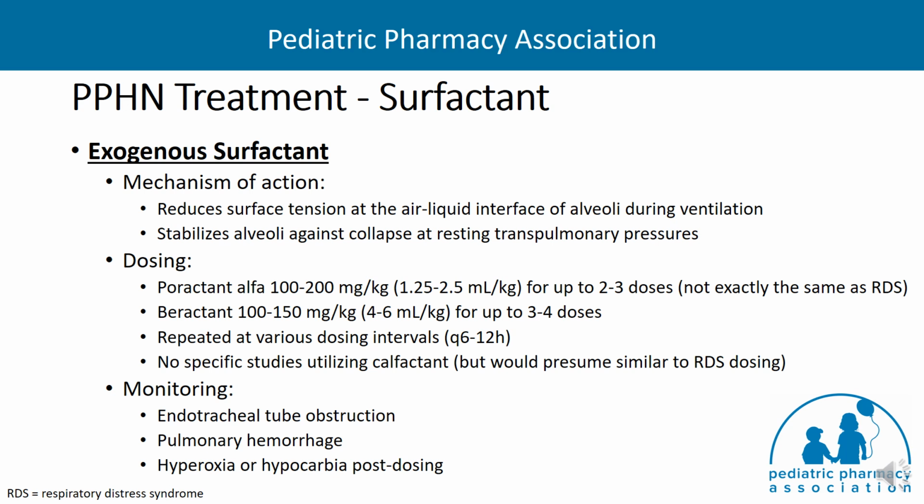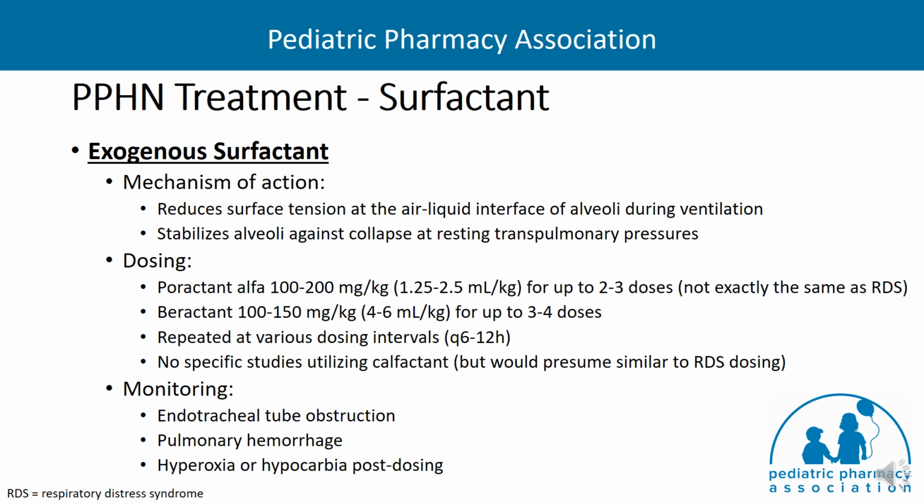Exogenous pulmonary surfactant serves as a replacement for endogenous surfactant in patients who have surfactant deficiency or surfactant inactivation. Surfactant, whether it's endogenous or exogenous, reduces the surface tension at the air-liquid interface of the alveoli during ventilation, and this stabilizes the alveoli against collapse at resting transpulmonary pressures. So overall, this restores surface activity to the infant's lungs.